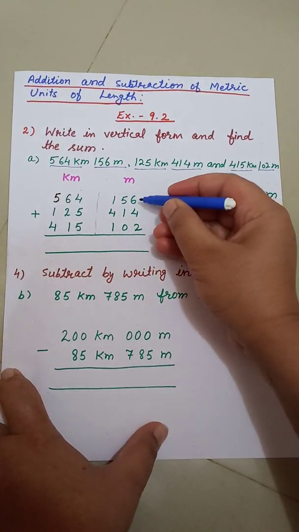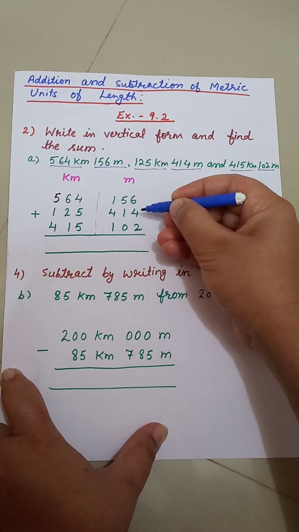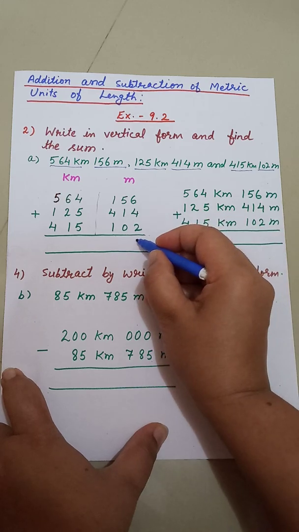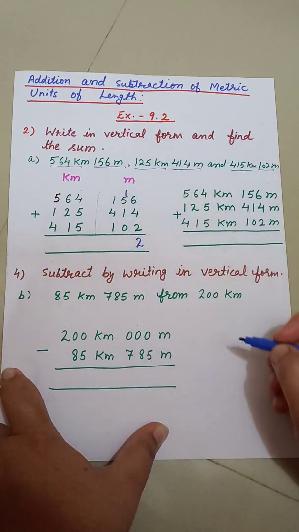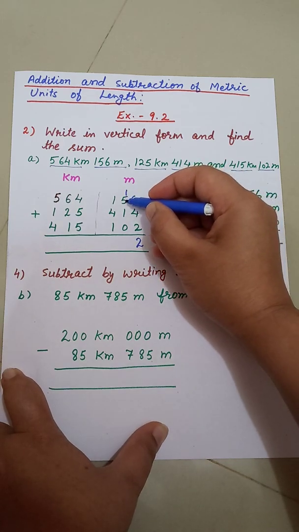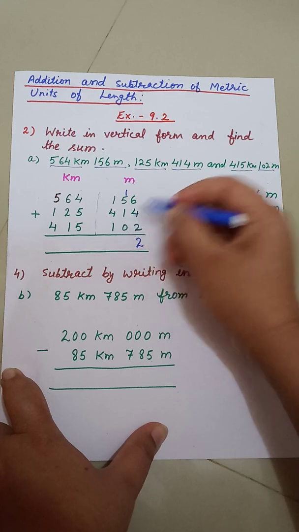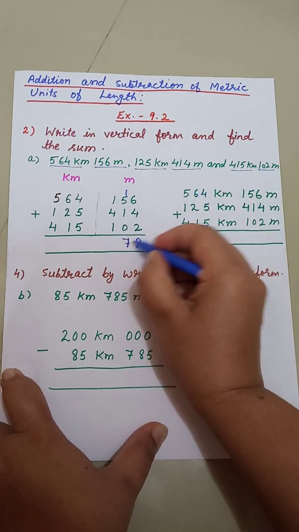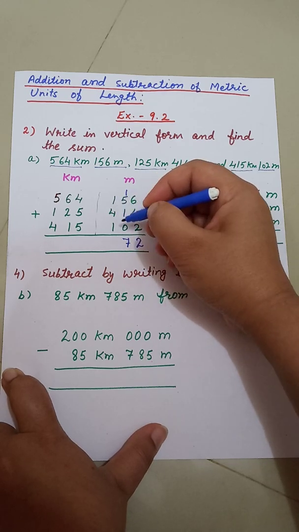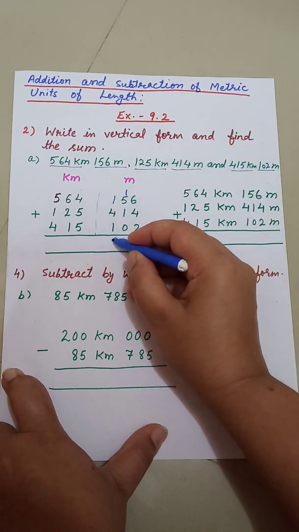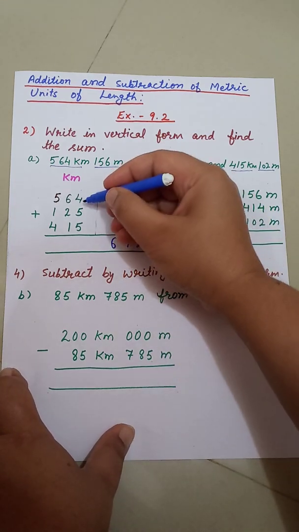Okay, simple. 6 plus 4 is 10. 10 and 2, 12. So 2 will be there, 1 will be carry over. Now 5 plus 1 is 6 and 1, 7. 7 plus 0 is 7. Now 4 plus 1 is 5 and 1, 6. Now move to this part.